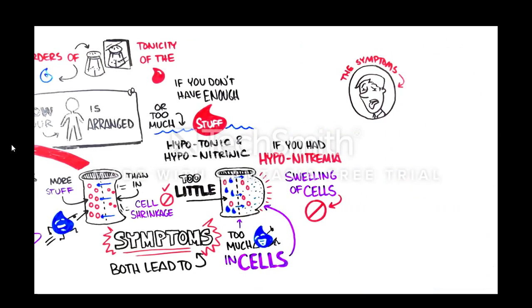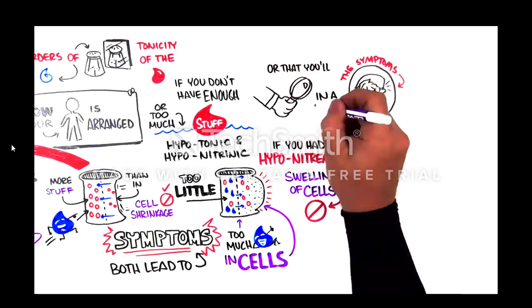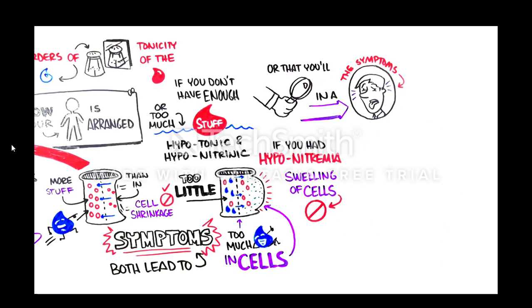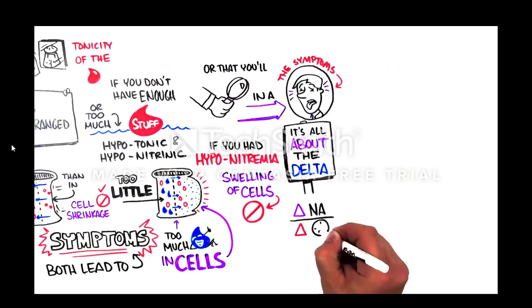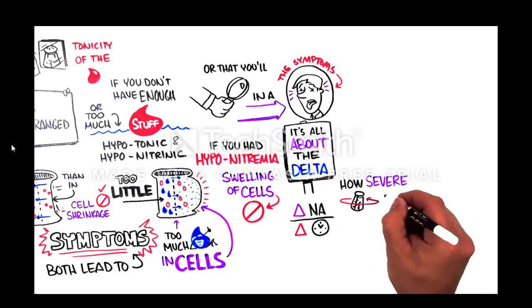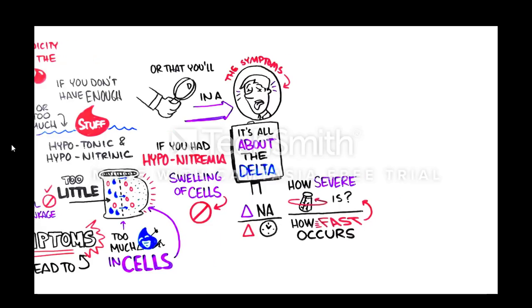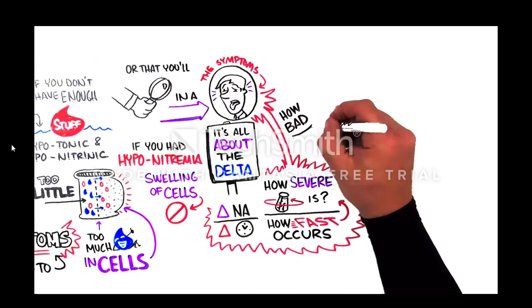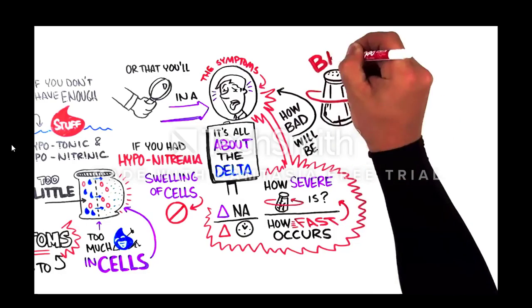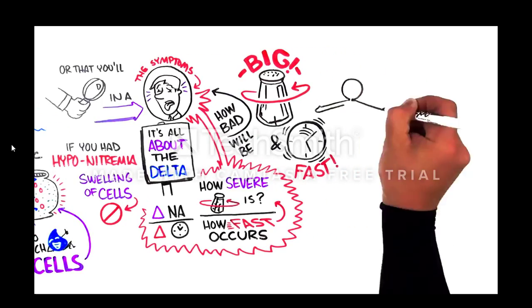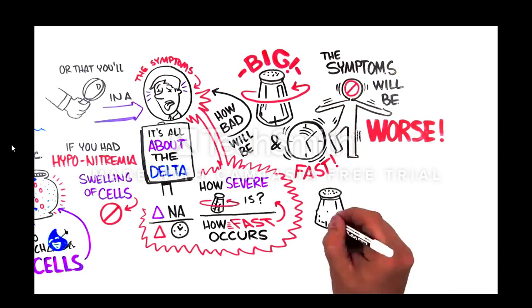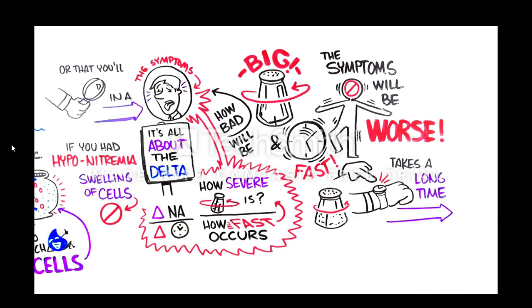But the symptoms the person is going to feel, or that you're going to notice in a patient, is going to be dependent on calculus. What I mean by that is it's all about the delta. It's the change of sodium over the change in time. That is, how severe the sodium change is relative to how fast that change occurs, that is going to cause how bad the symptoms are going to be. So if your sodium shift is big and the amount of time it takes to get there is fast, the body is not going to have time to adjust and the symptoms are going to be worse. If the sodium shift is small and it takes a long time to get there, then the body has a chance to adjust and the symptoms may be not present at all.